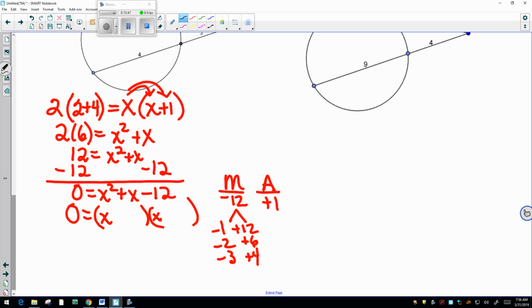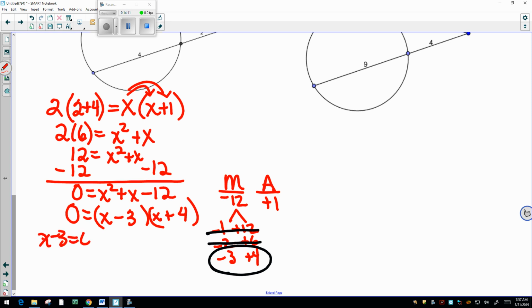So now these are the combinations, but I need to find the set that's going to add to be 1. So it's not going to be this one, and it's not going to be this one. This looks like the set of numbers. So negative 3 times 4 definitely gets me negative 12. Negative 3 plus 4 would give me positive 1. So we have found our factors. Okay, and from here we have to solve for x, meaning I'm going to set them each equal to 0 and solve. And when we solve, we find x is equal to 3, or I find x is equal to negative 4.